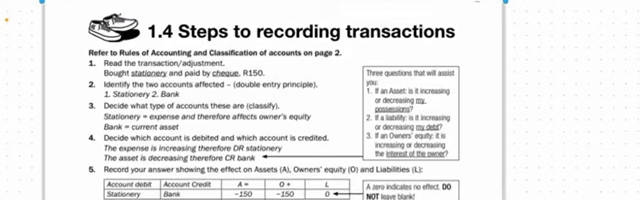Okay, and then here we have a few points that they have pointed out to us. They say refer to the rules of accounting and classification of accounts on page 2, of which you already did that. The rules of accounting, which is the total assets being equal to the total liabilities added together with the owner's equity, right? And then the classification of accounts is those accounts that we did in the prior week, where I was showing you which accounts belong to which family.